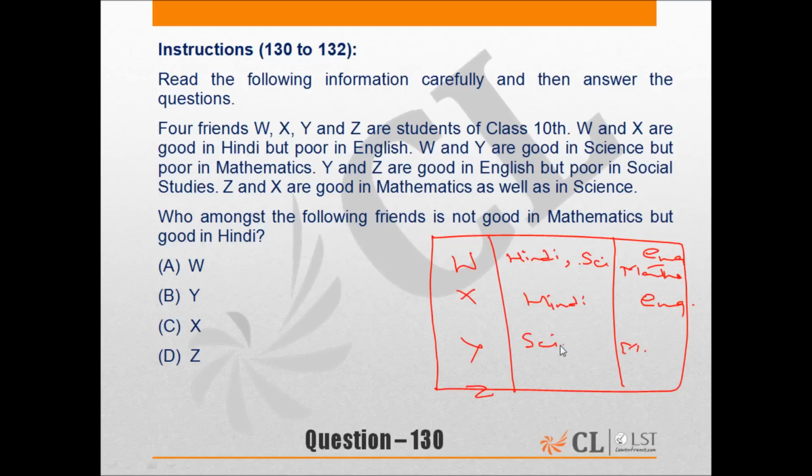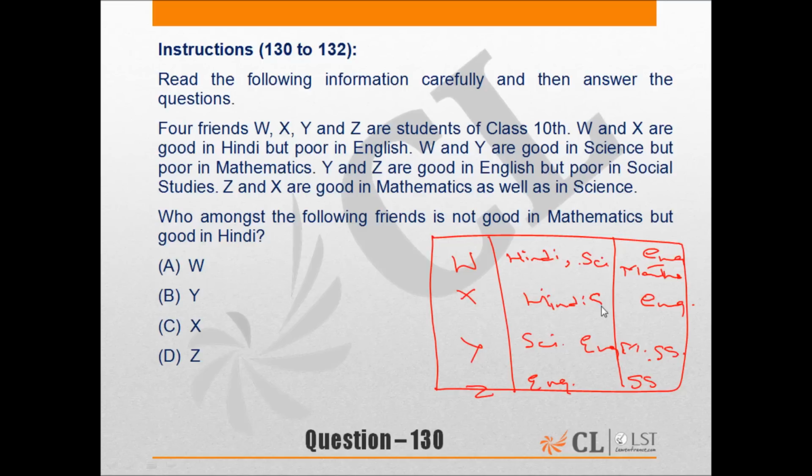Z and X are good in maths as well as science. So for Z, he is good in science as well, for X as well as for Z. Science as well as mathematics, for both Z as well as X. There, my table is done. Now I can tackle the question straight away.